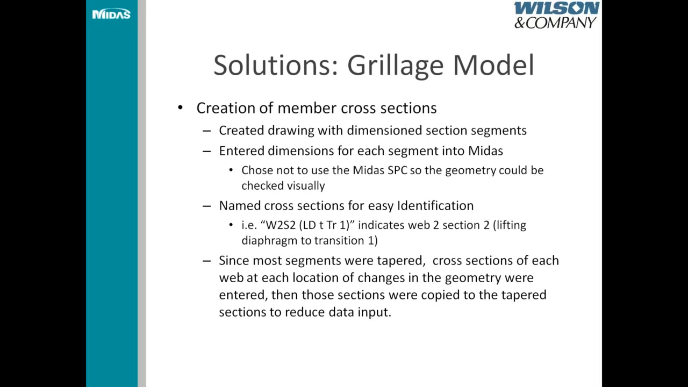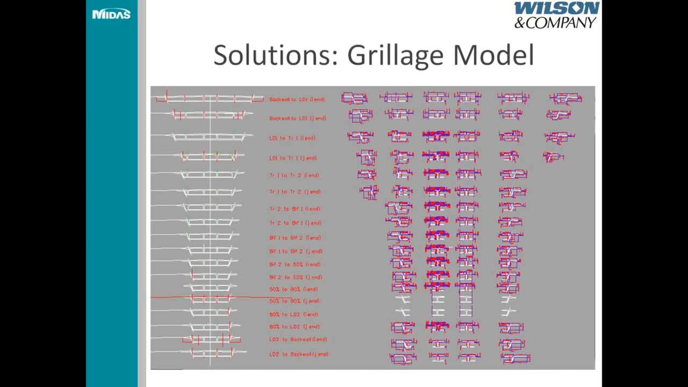I named the cross sections for easy identification. So, for example, this letter string here represents Web 2, Section 2, so W2S2, lifting diaphragm to transition 1. Transitions were the start of where those webs were thickened as the webs came together on the exterior webs. Since most segments were tapered, the cross sections of each web at each location of change, and the geometry, were entered. Then those sections were copied to the tapered section to reduce data input. So here's a look at what I'm talking about.